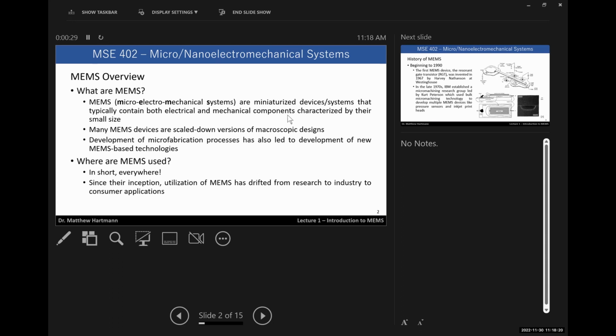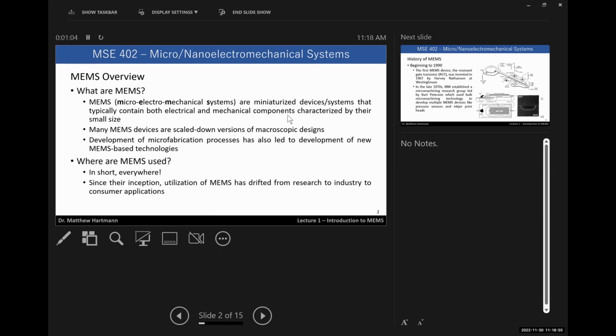So let's talk about what MEMS are. MEMS are micro electromechanical systems. This phrase was actually coined in, I believe it was 1986, by a request for a proposal, an RFP, by the United States government agency, DARPA. Okay, so MEMS, or micro electromechanical systems, are a miniaturized device or system that contain both electrical and mechanical components, and it is characterized by its small size.